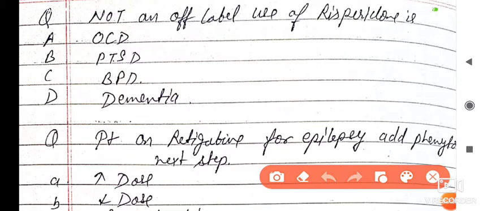Today we are going to discuss here about INI-CET Pharmacology Memory-Based Paper 2021. Not an off-label use of risperidone: risperidone is used in OCD, in bipolar disorder, in dementia, but in post-traumatic stress disorder, FDA has not approved risperidone. Risperidone is an atypical antipsychotic drug.